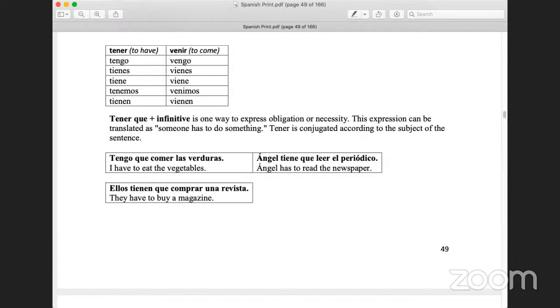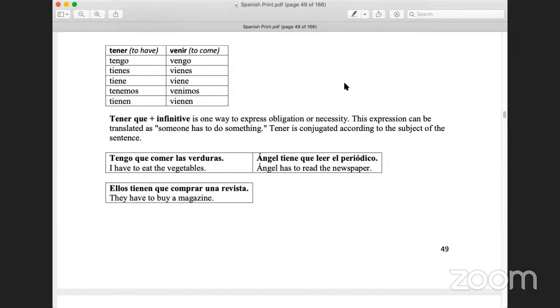Tengo, that means I have. Okay, tengo que, when you combine them, that means I have to. Tiene que, you have to. Tienes que. Tiene que could be you, second person, or third person, he, she has to. Tienen que means they have to, you all have to, and tenemos que, we all have to. That's how it works. So, tengo que comer las verduras. I have to eat the vegetables. Ángel tiene que leer el periódico. Angel has to read the newspaper.